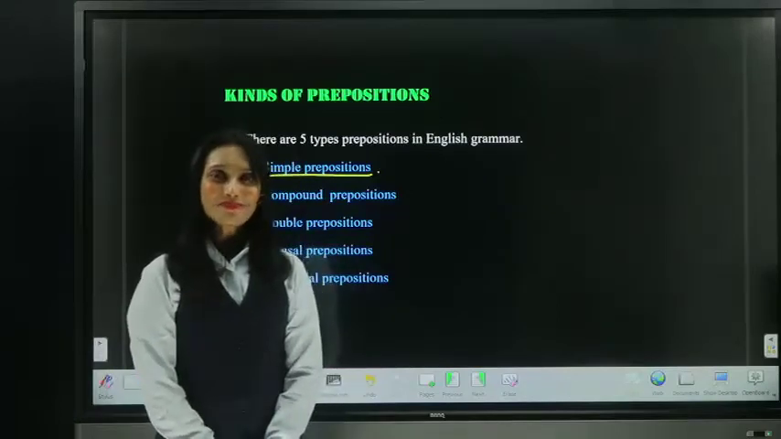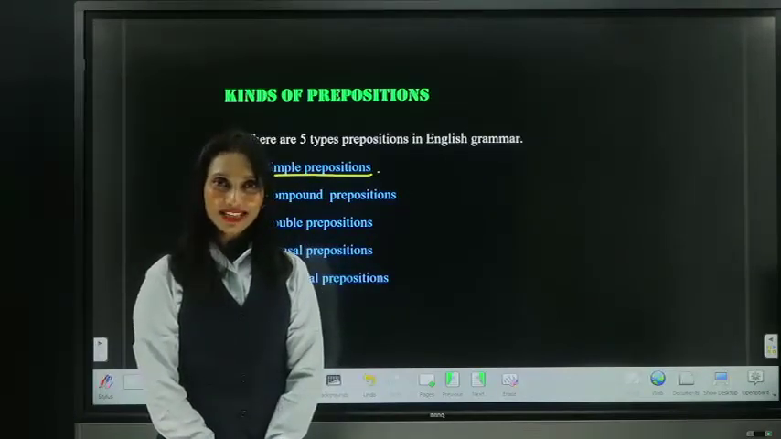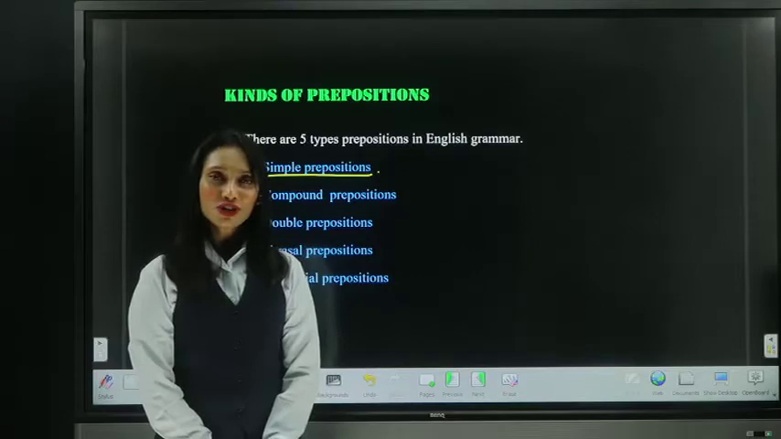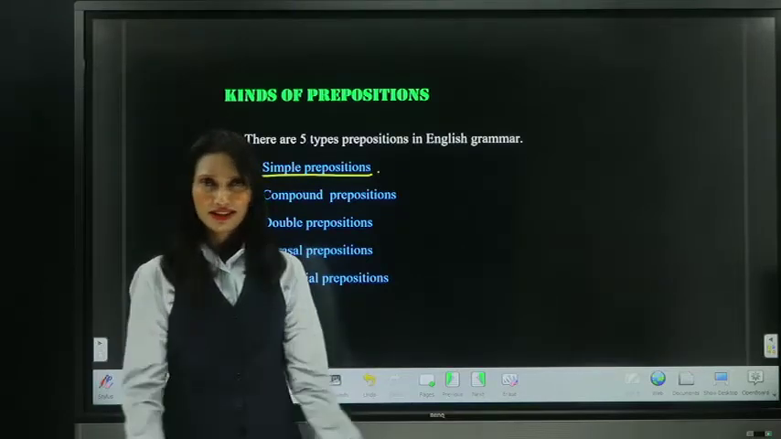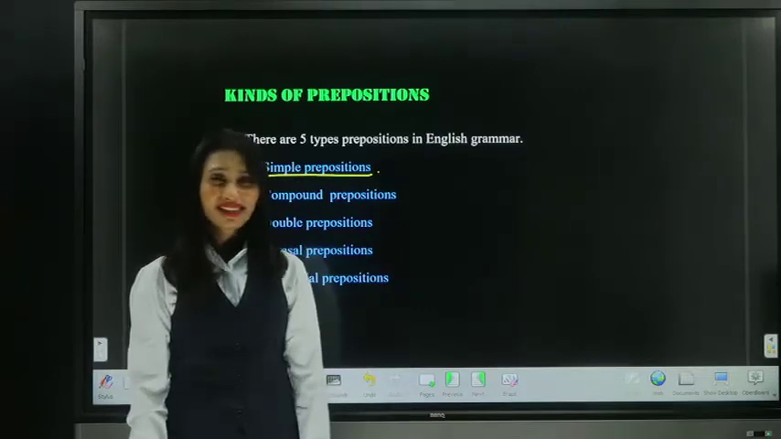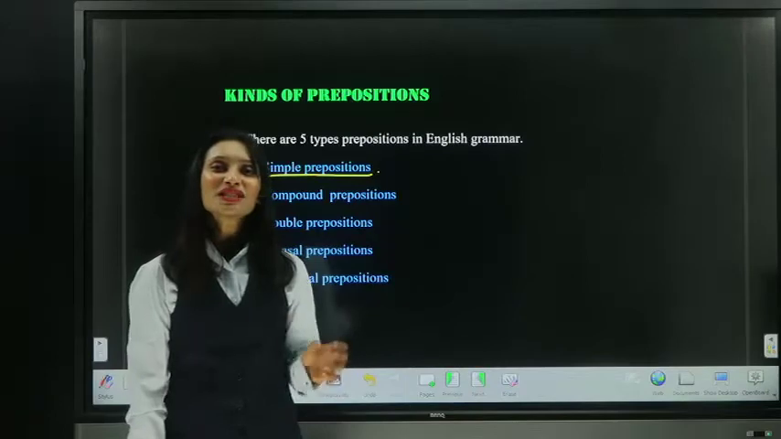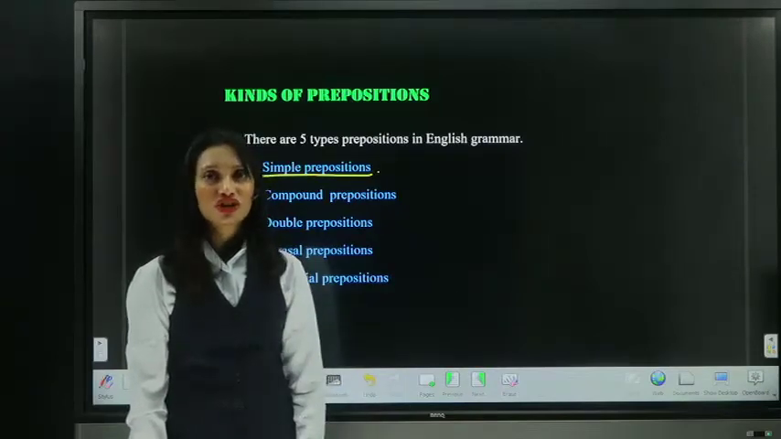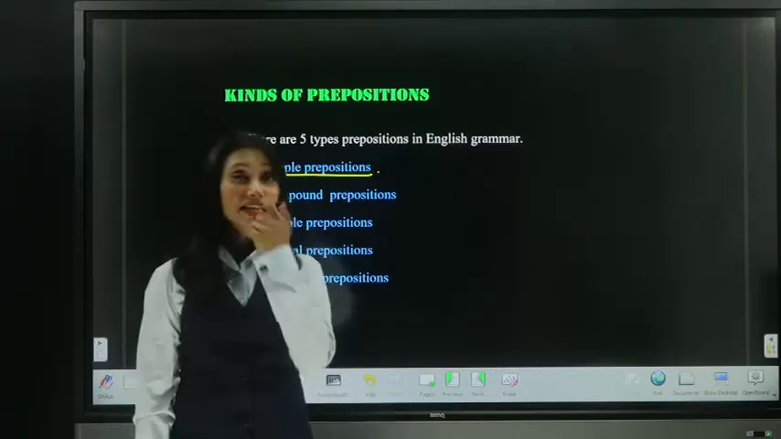What are simple prepositions? As the name indicates, simple prepositions are the prepositions which are used in a sentence. But why are they called simple prepositions? Means the prepositions which are simple in their structure.